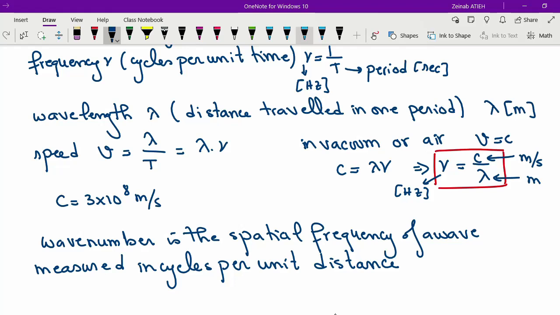Usually there are two types of wave numbers. Ordinary wave number, so here I'm talking about the ordinary wave number.